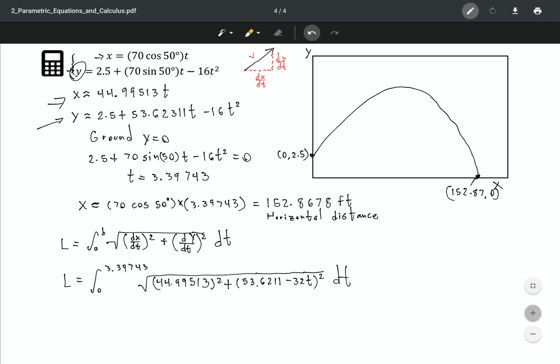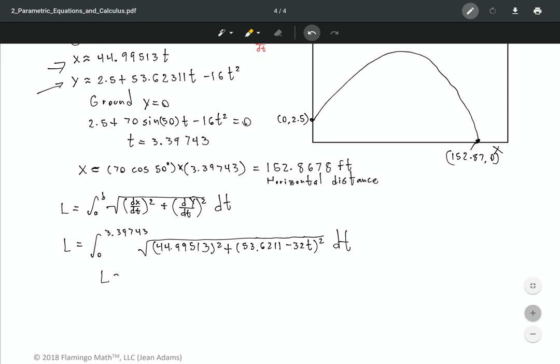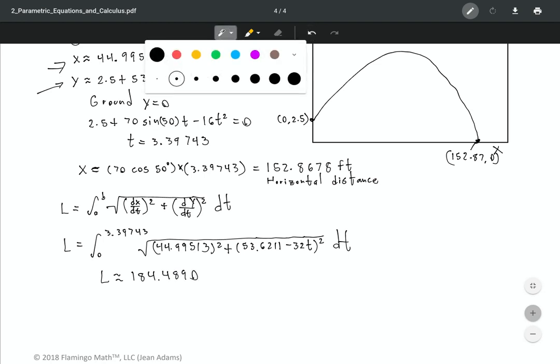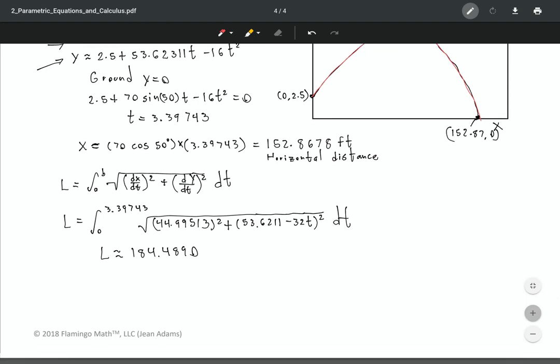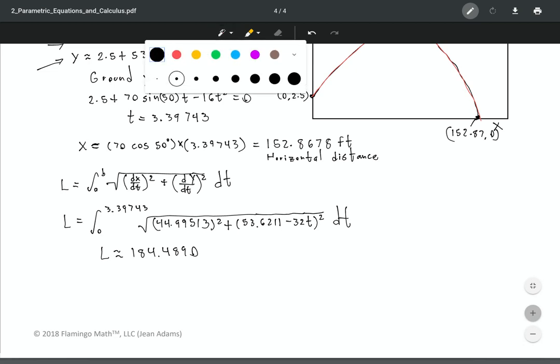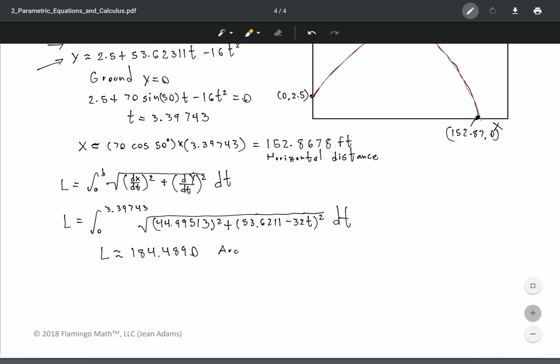At that point, go ahead and plug it into your calculator. That's going to give you approximately 184.4890. So remember, what I just found was the distance right here, like the distance of the arc length, okay? That's what I just found. All right, so now I want to find the difference between the horizontal distance and the arc length. Again, this is the arc length.